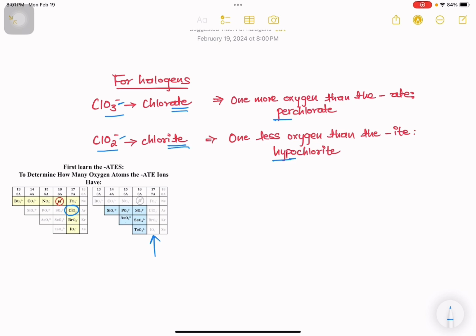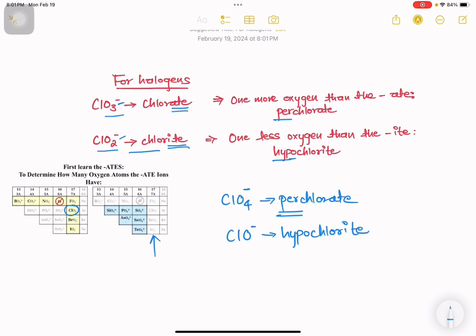Now if I add 1 more oxygen on chlorate, which is going to be ClO4 with 1- charge, it is perchlorate. Okay, so this per- comes here, and if I reduce one more oxygen from chlorite, ClO2 minus, so ClO, this is going to be hypochlorite. Okay, and this is only for the halogens, remember. Okay, only for the halogens.